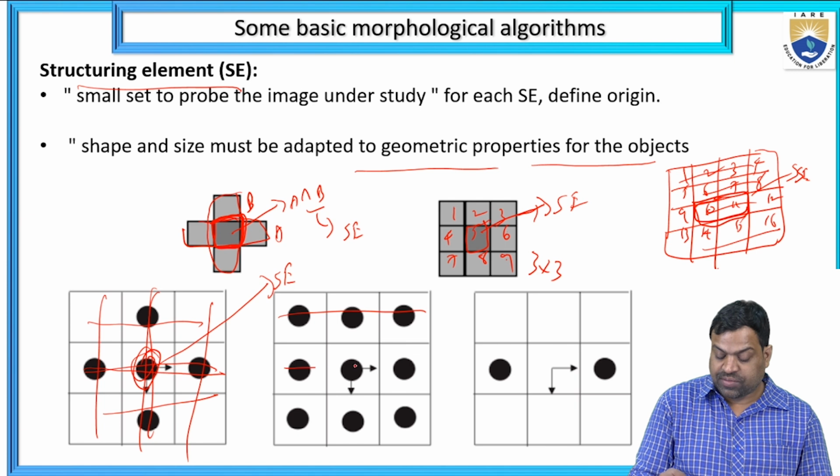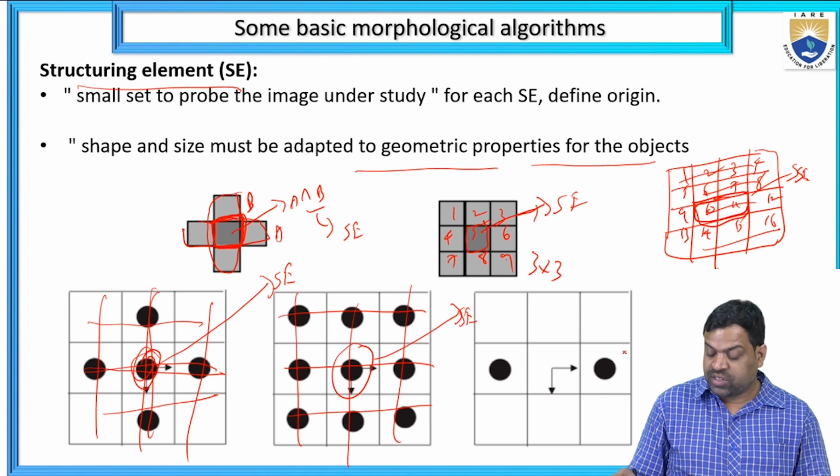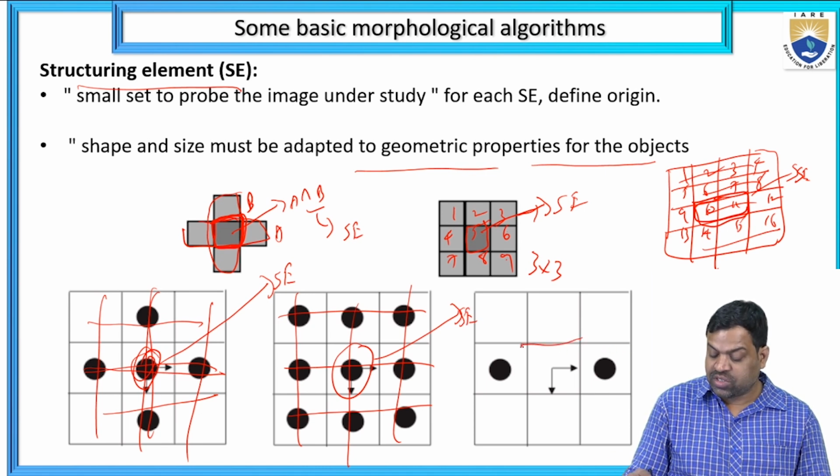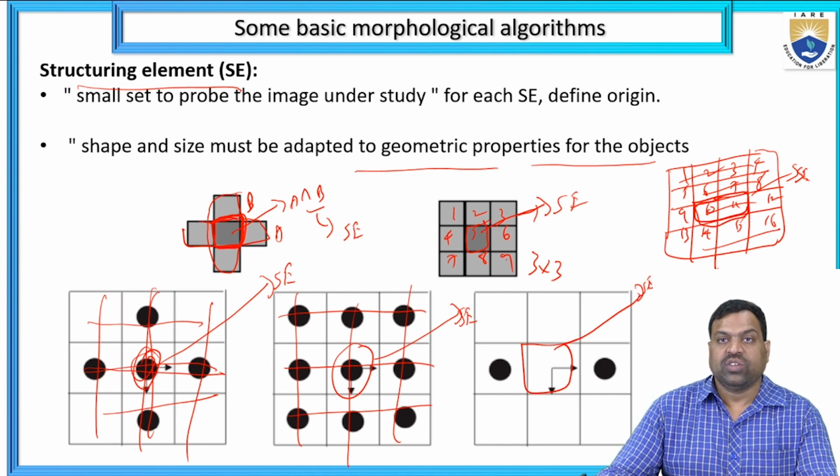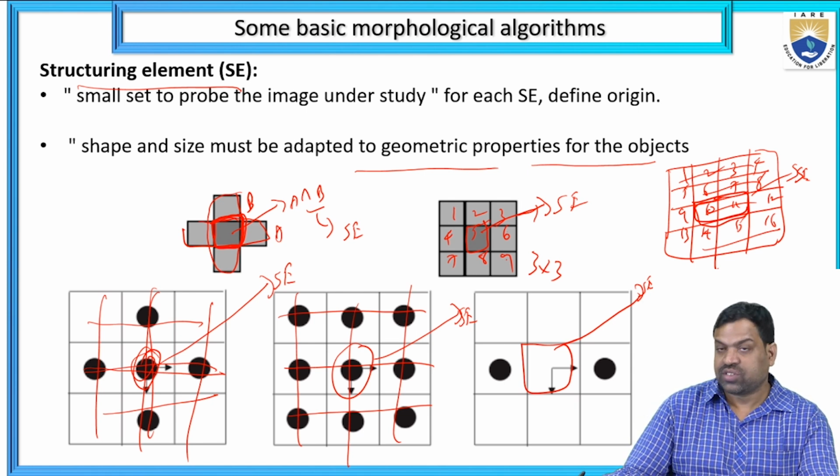Here also, what is a midpoint here? It is a structural element. So here also, the midpoint is a structural element. Okay, the structural element is nothing but a small set to probe the image under study. For each SE, define the origin. Shape and size must be adapted to geometric properties for the objects.